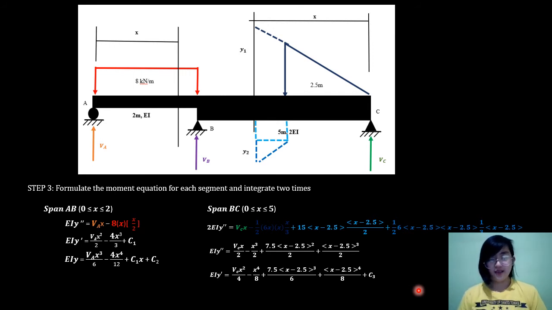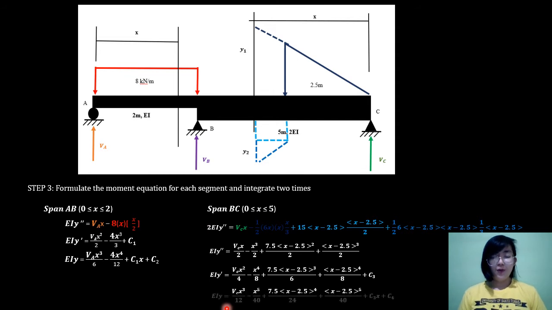Don't forget plus C. And now, let's integrate the moment equation twice. So we will get the deflection equation, which is VCx cubed over 12 minus x raised to 5 over 4 plus 7.5 times x minus 2.5 raised to 4 over 24 plus x minus 2.5 raised to 5 over 40 plus C3x plus C4. So now, we are done in formulating the moment equation. Let's go to step 4.